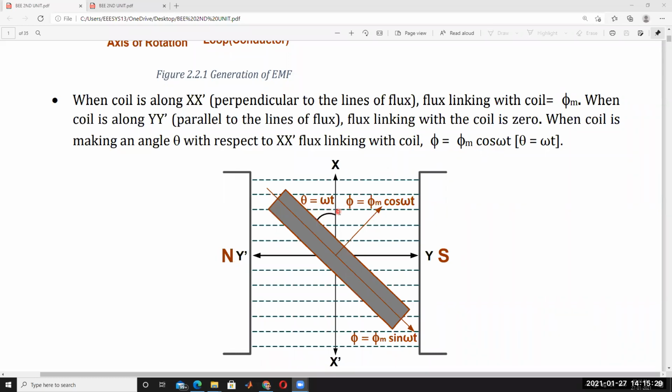Understood? So this flux is equal to phi m cos omega t. We have to indicate it like this. When the coil is making an angle theta, that is equal to omega t with respect to the x dash axis, the flux linking with the coil is phi, that is equal to phi m cos omega t, where theta is equal to omega t, the angular rotation.